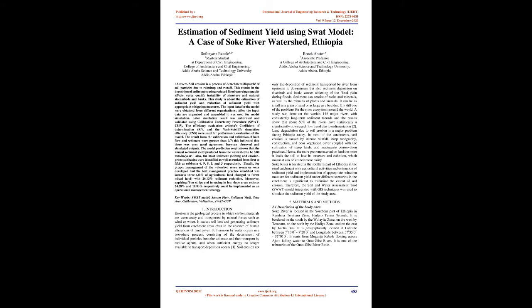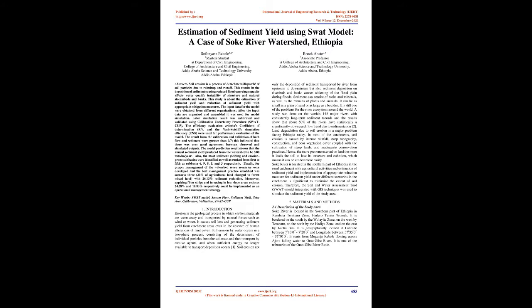The model prediction result shows the annual sediment yield produced from the watershed to be 8.80 tons/ha/year. Also, the most sediment-yielding and erosion-prone subbasins were identified and ranked from 1st to 5th as subbasins 6, 9, 8, 5, and 3 respectively. Finally, for proper management of the watershed, 7 scenarios were developed and the best management practice identified was Scenario 3, 30% of agricultural land changed to forest mixed land, with 26.13% sediment reduction.